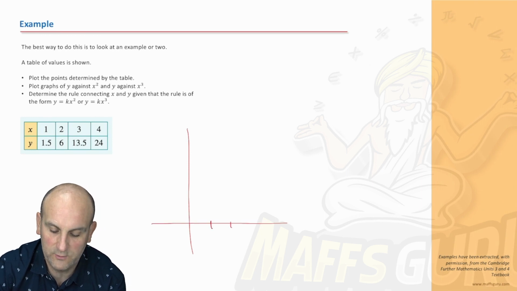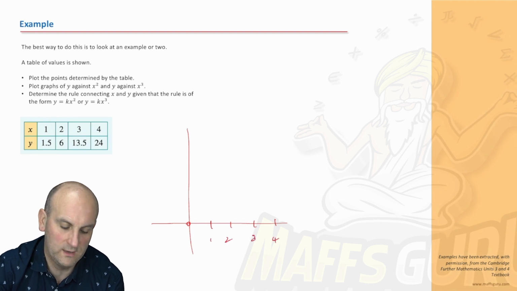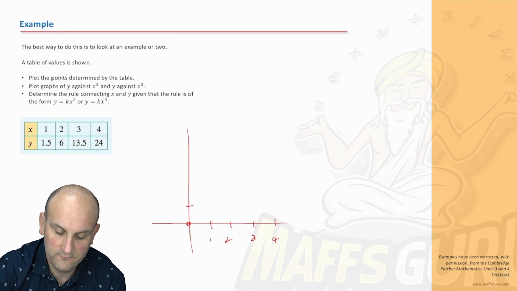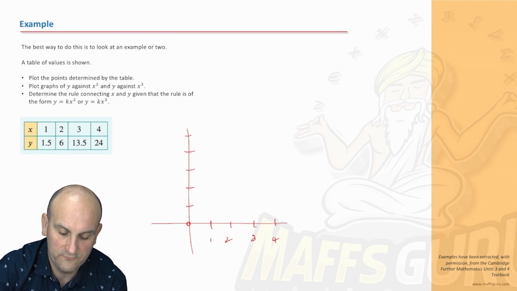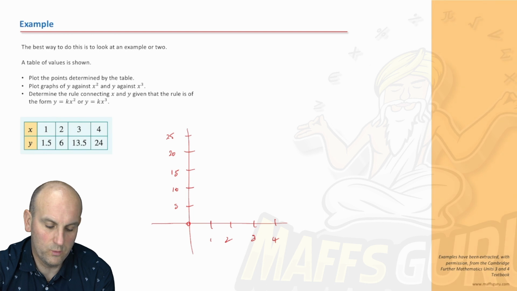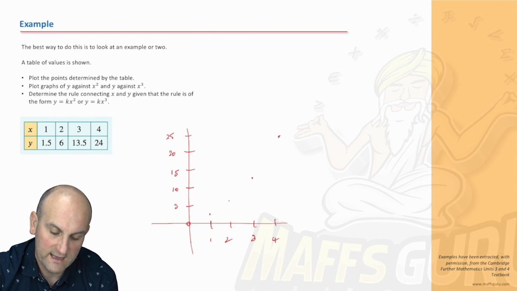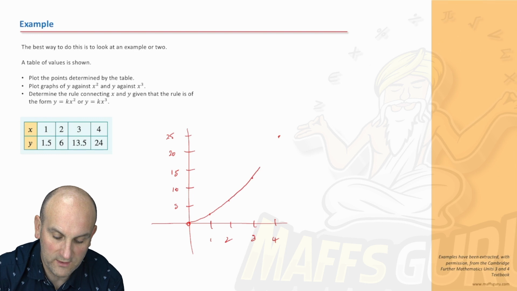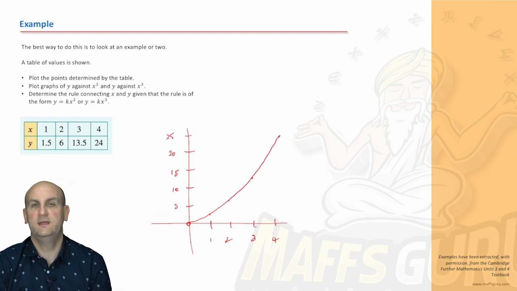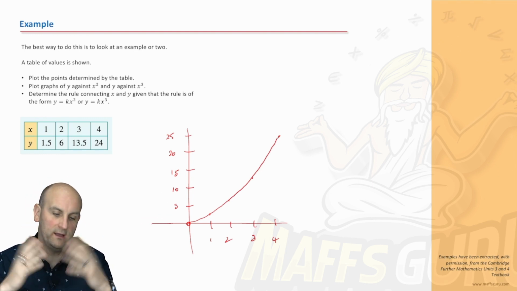So you have x values 1, 2, 3, and 4, and then y from 1.5 all the way up to 24, so 5, 10, 15, 20, 25. Then 1 was at about 1.5, so it's there. 2 was at about 6, which is there. 3 was at 13.5, which is about there. 4 was at 24. And if you were ever expected to do this, you would do it accurately, because you'd have square lines and whatever else.